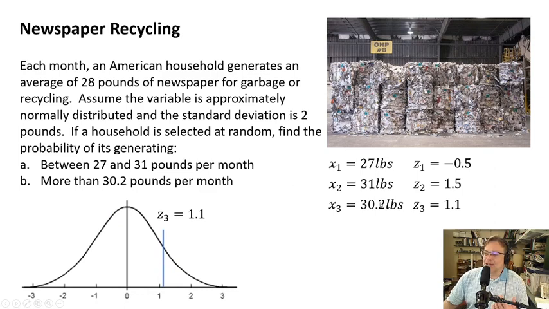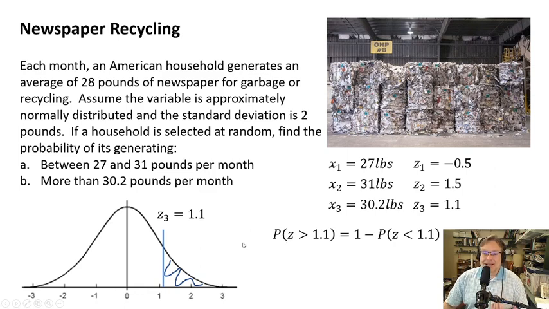For part B, we translated this into a z value of 1.1. Here it is. And we want to look at less or more. Oh, it's more than 30.2 pounds per month. So we're looking at this part of the curve here. The probability that z will be greater than 1.1 is 1 minus the probability that z is less than 1.1. We can find this value on the table. That's 1 minus 0.8643, or 0.1357.